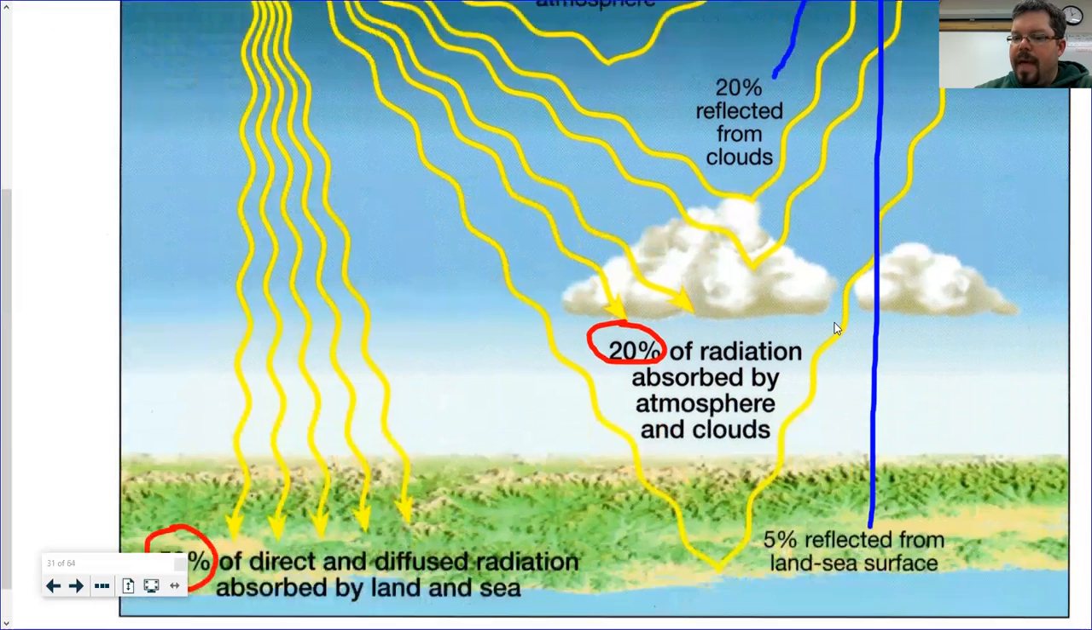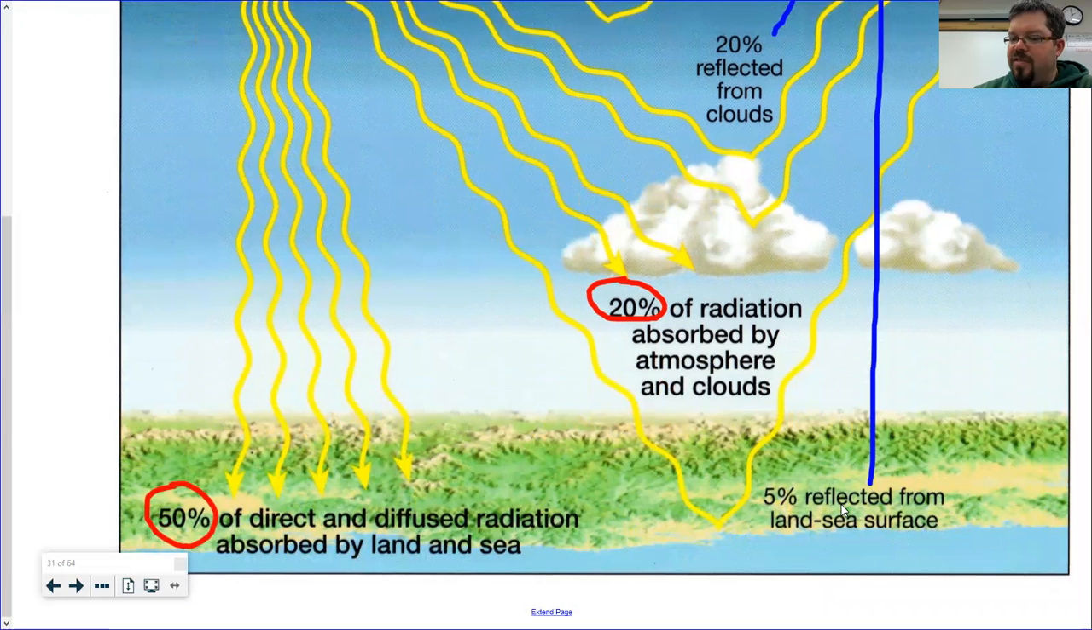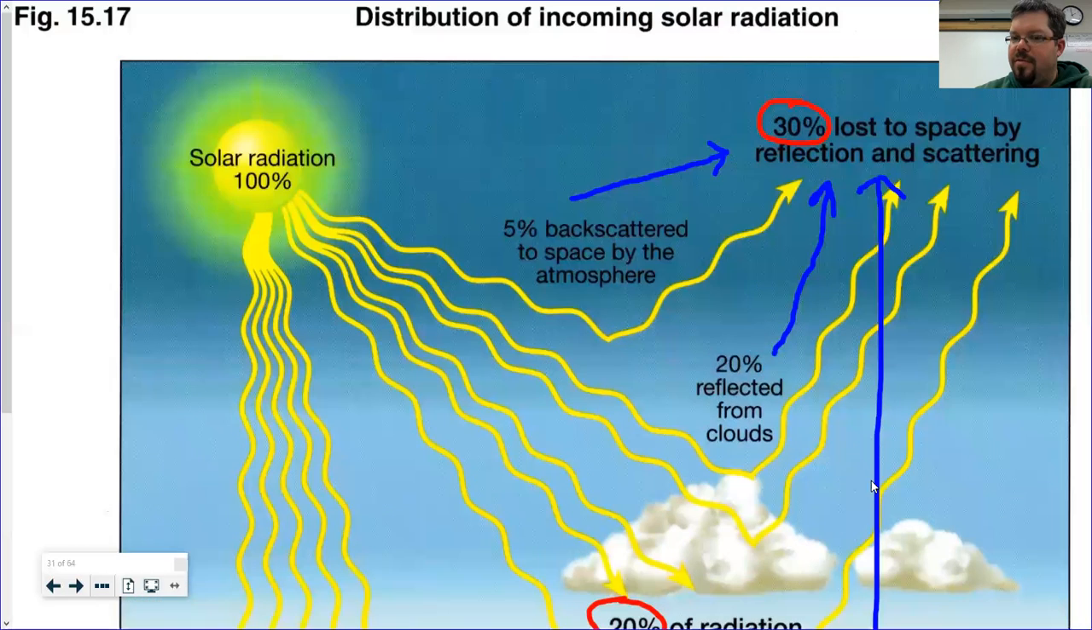And then the last, land and sea surfaces. Our planet's surfaces reflect about 5%. More reflective surfaces mean more light, less reflective surfaces mean less radiation. But here's the breakdown: 5% plus 20% plus 5%. So 5 plus 20 plus 5 is 30%. So 30% is lost back into space through reflection and scattering.